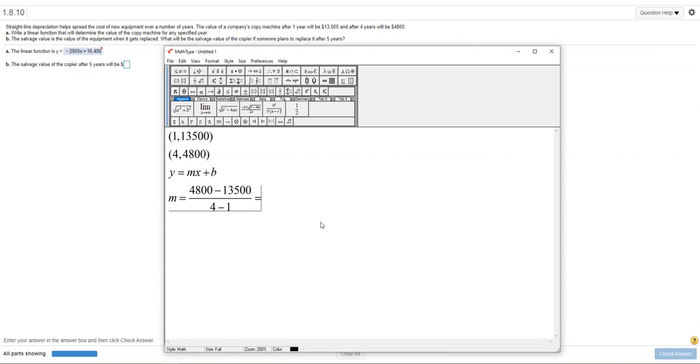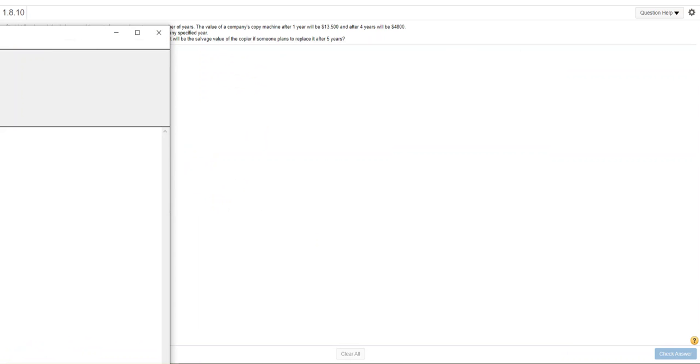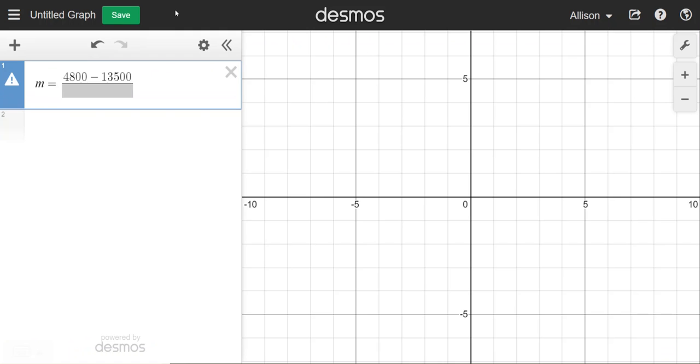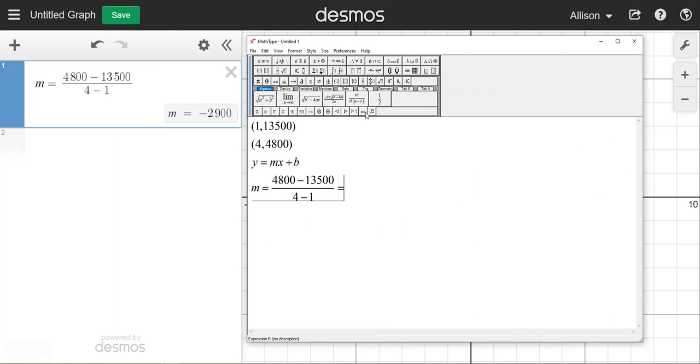Now I'm going to use Desmos to help me simplify this. And I can type the whole thing in just like that. I don't think I can copy and paste it in there. So I'm going to move this over so I can still see it and flip over to a Desmos tab. My m value is going to be a fraction. So we said 4,800 minus 13,500 over 4 minus 1. All right, so we came out with an m value of negative 2,900.